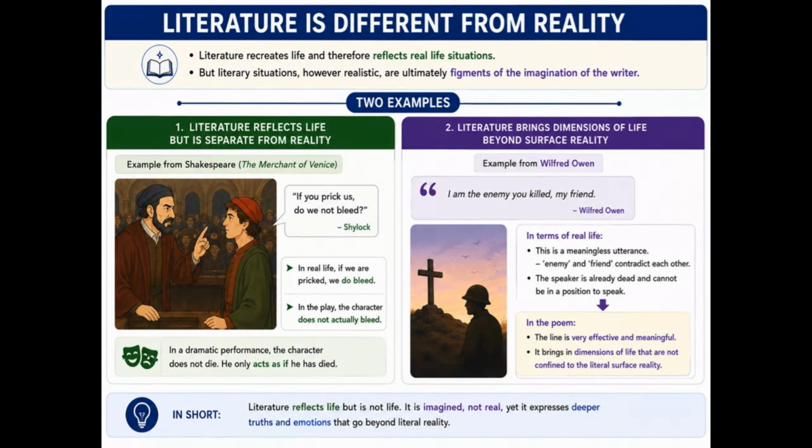The author, though adhering to conventions of speech, still has freedom of expression. If you take the poem of Wilfred Owen, the line says, "I am the enemy you killed, my friend." It is meaningless according to real life, because enemy and friend is a contradiction, and the speaker is already dead and not in a position to speak. How is it possible? But this line in Owen's poem is effective and meaningful because it brings out the author's vivid imagination, which is away from reality.